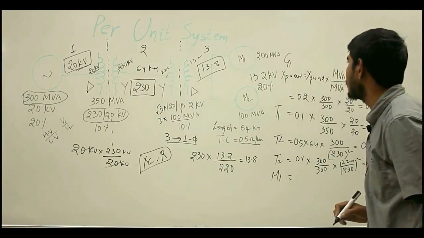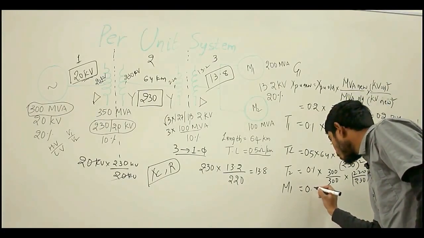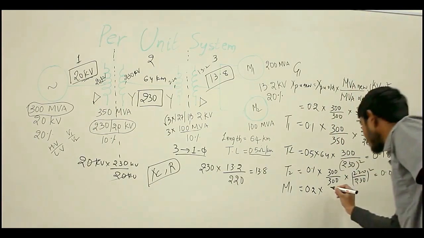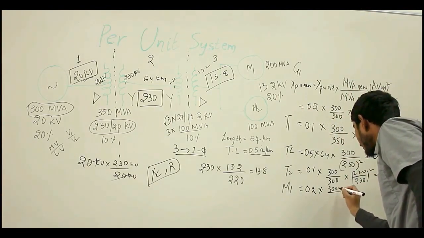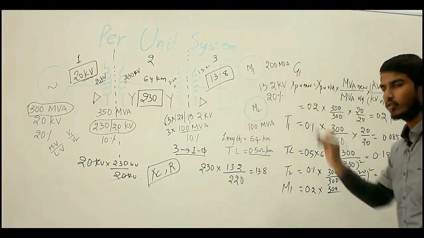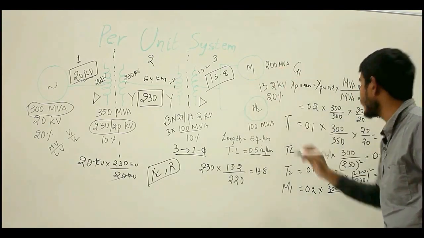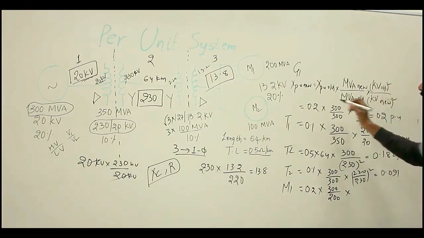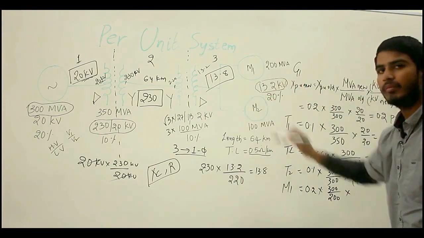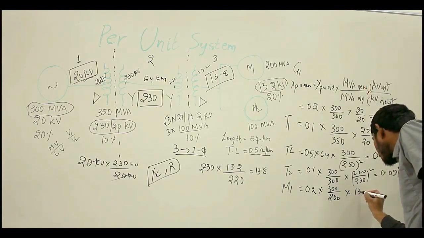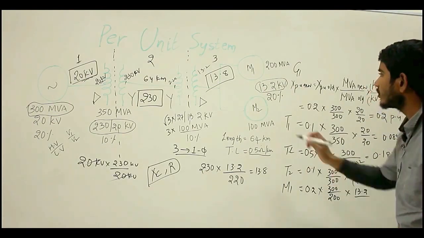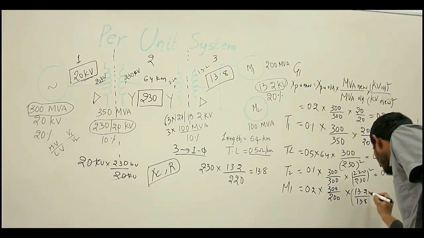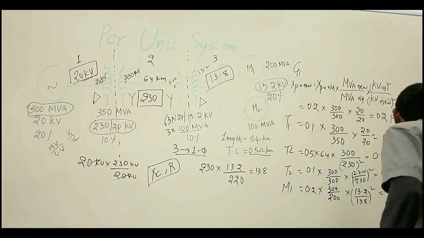Now similarly, if I calculate for the motor M1, it will be 0.2 into your new base MVA is 300 and you are having the old base MVA, that is 200 MVA for motor M1. So 200 into your old kV is this. You are having the kV old is 13.2 upon the new kV we found is 13.8. So 13.8 it is whole square.